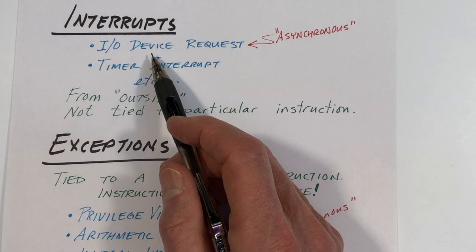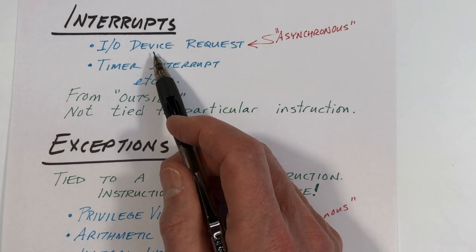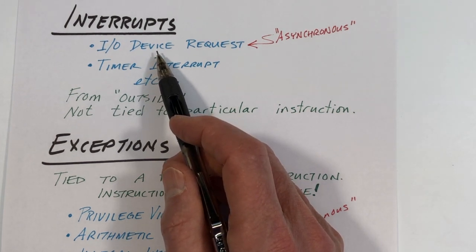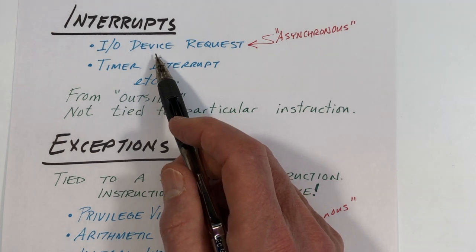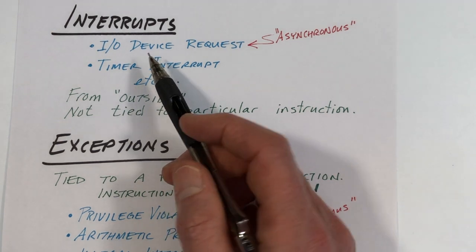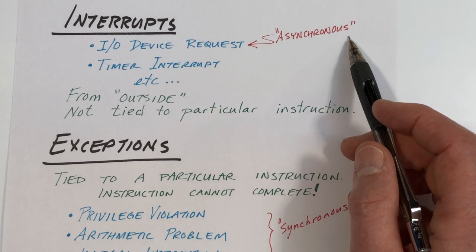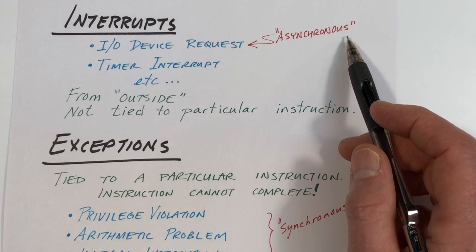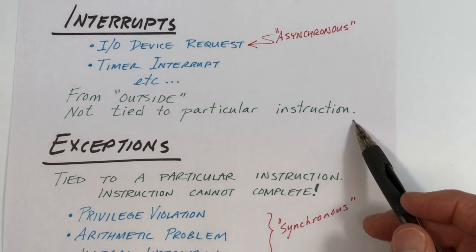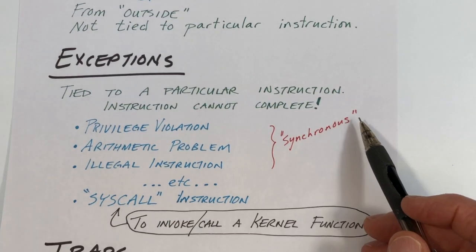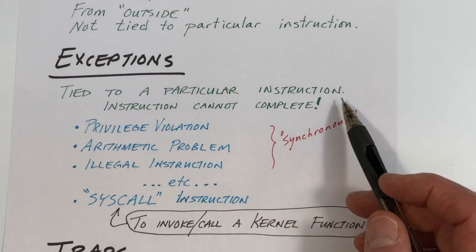I/O devices can interrupt the instruction stream and require operating system assistance when the I/O transfer completes. These are said to be asynchronous since they're coming in at basically any time and not tied to a particular instruction. Exceptions, on the other hand, are tied to a particular instruction.